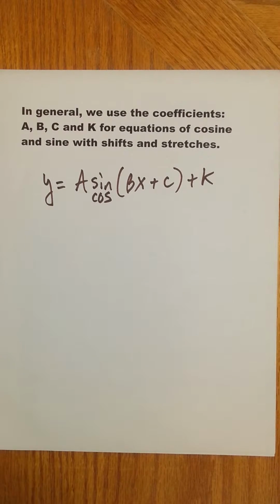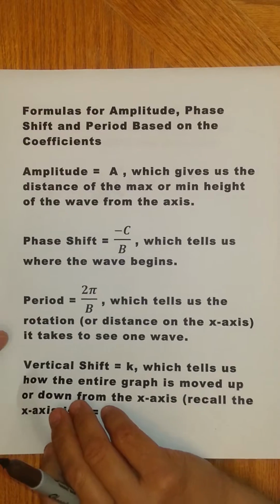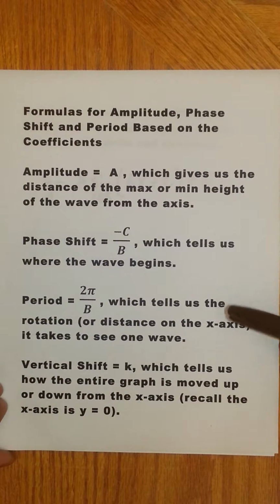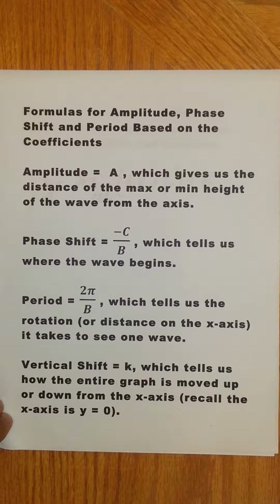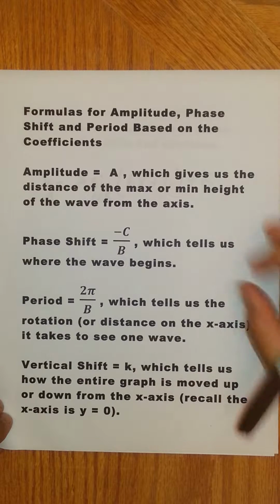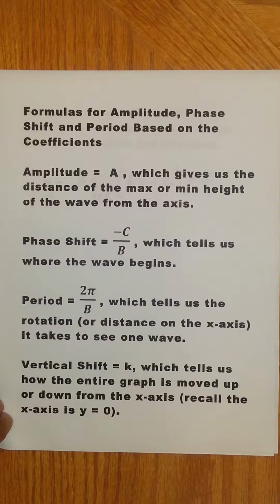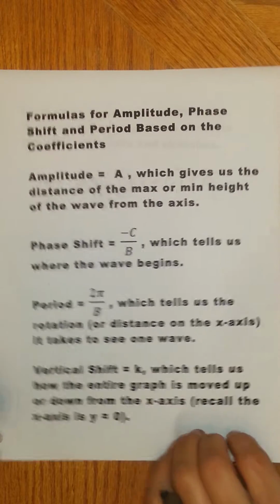The reason these are so important is that these coefficients, a, b, c, and k, change the shape of the graph. We're going to go over what these mean in a different video, but I just wanted you to know the a changes the amplitude, b and c have to do with the phase shift, where the wave begins. The period is the length or the distance of one cycle or one wave, that's 2 pi over b. And the vertical shift k moves the entire graph up or down. But we'll do this in another video.